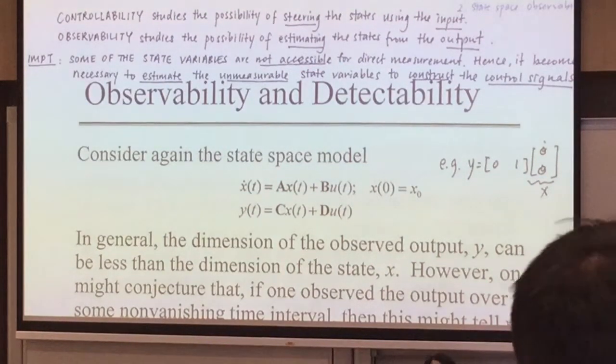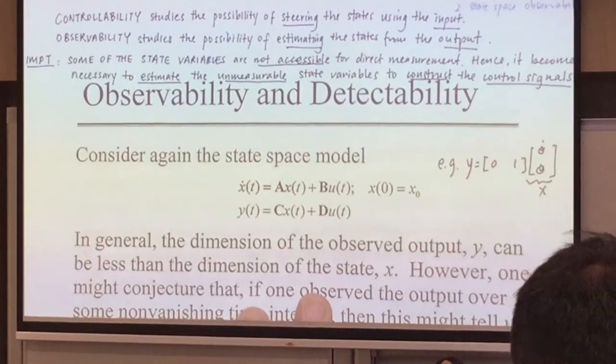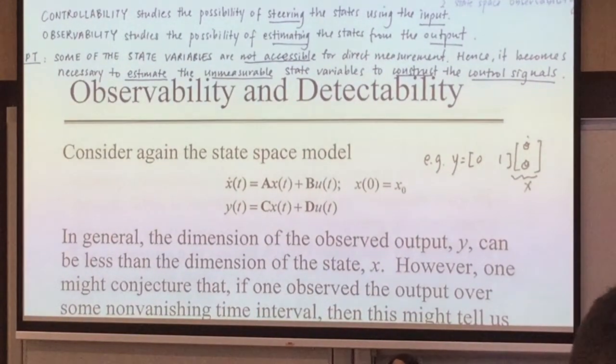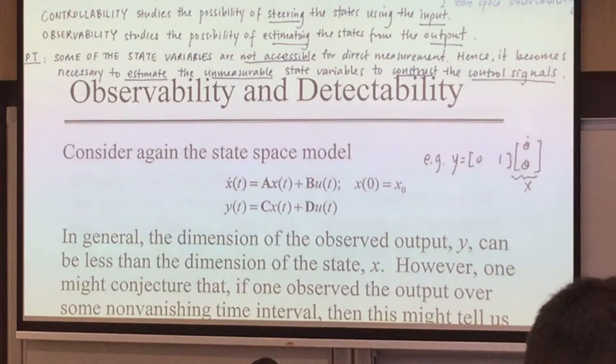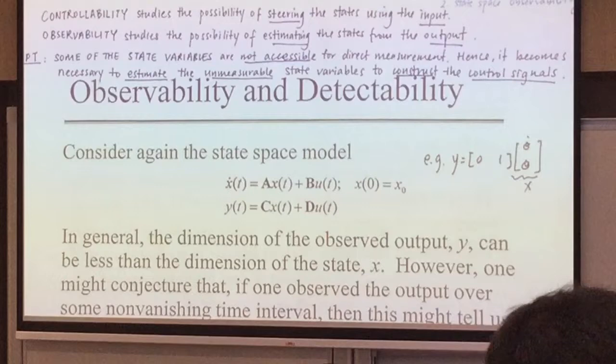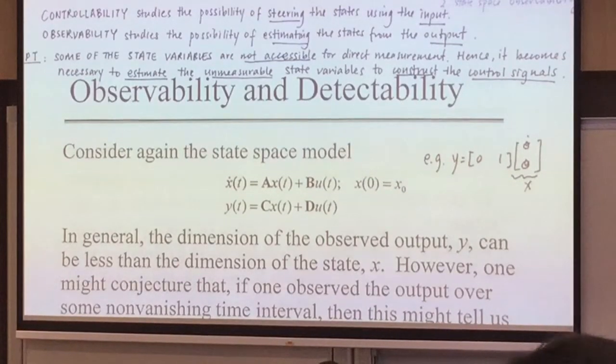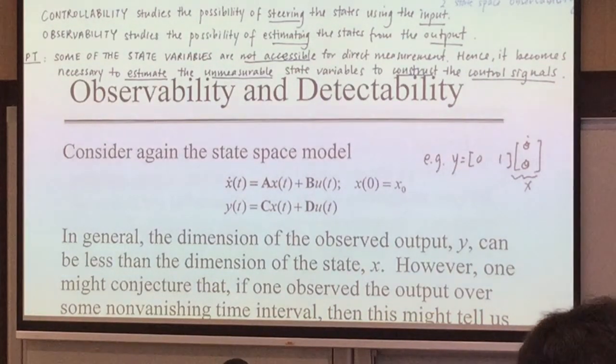So it becomes necessary to estimate the unmeasurable state variables to construct the control signal. In state feedback control, U is minus Kx. So you need to know the state variable before you can design your control signal. If you do not have information on the state variable, you find some method to estimate the states.